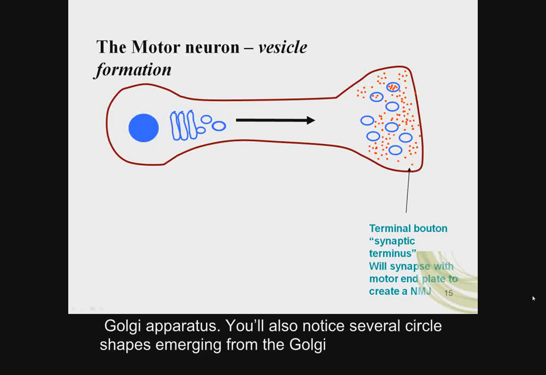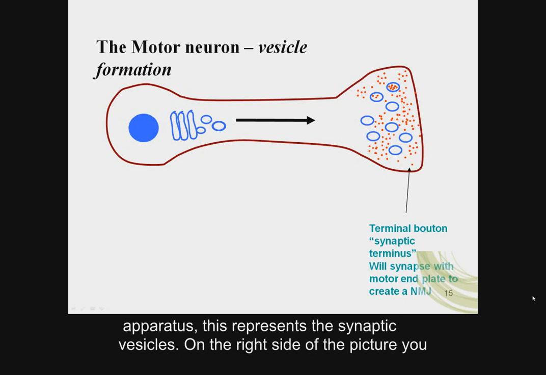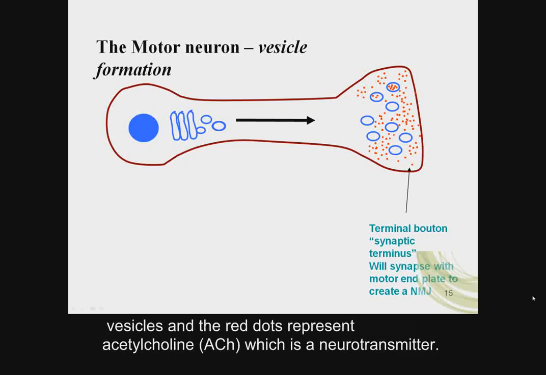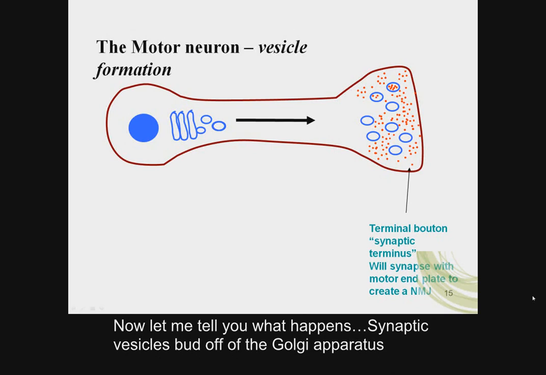You'll also notice several circle shapes emerging from the Golgi apparatus. This represents the synaptic vesicles. On the right side of the picture, you see the terminal bouton, also sometimes called the synaptic terminus, filled with many vesicles, and the red dots represent acetylcholine. Now, let me tell you what happens.